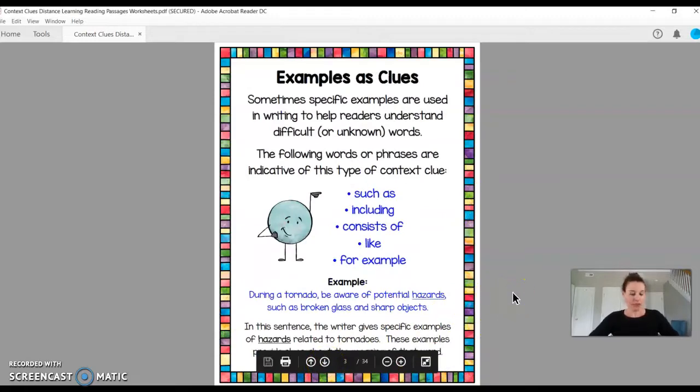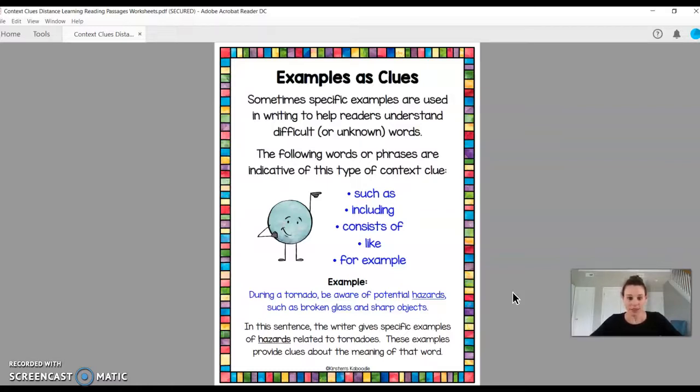Okay, so our first one that I said we were going to be focusing on was examples. Sometimes specific examples are used in writing to help readers understand difficult or unknown words. The following words or phrases are indicative of this type of context clue. That means it indicates that it's going to be this kind of clue. So you might come across words and phrases like such as, including, consists of, like, and for example.